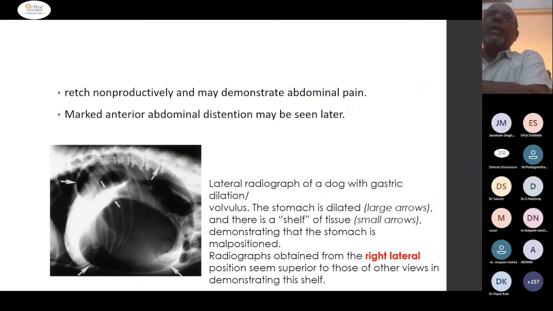They retch non-productively. When the owner says it is trying to retch but unable to bring out anything, it is highly suggestive, especially with a deep-chested dog, so definitely think about GDV. And if there is severe abdominal pain, then there is a definite possibility of GDV. Marked anterior abdominal distension may be seen later. When you take a plain survey radiograph, the stomach is fully dilated, and there is a shelf. That is because of the volvulus. The shelf is the white line which goes in between, where the small arrows are showing, demonstrating that the stomach is malpositioned. Most of the times the radiographs are obtained from the right lateral position, which is better for viewing this shelf.